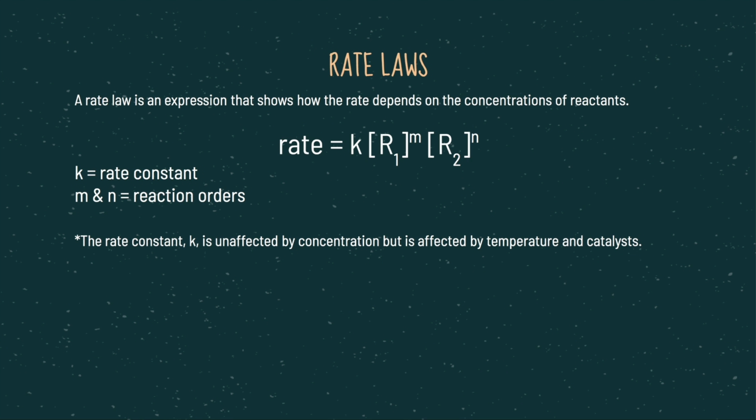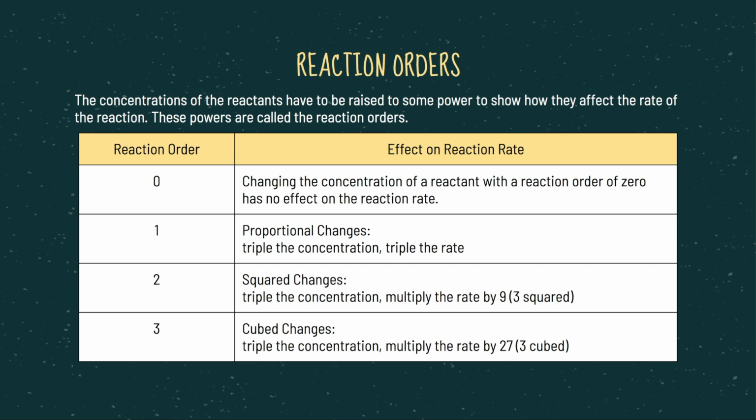As a side note, the rate constant K is not affected by concentration, but it is affected by temperature and catalysts. Increasing the temperature will increase the K value and therefore increase the reaction rate. The addition of a catalyst will increase the rate of a reaction, meaning the K value would increase if the concentrations remain constant. If the reactant has a reaction order of 0, then changing its concentration does not affect the rate law at all. This is because anything raised to the power of 0 equals 1.